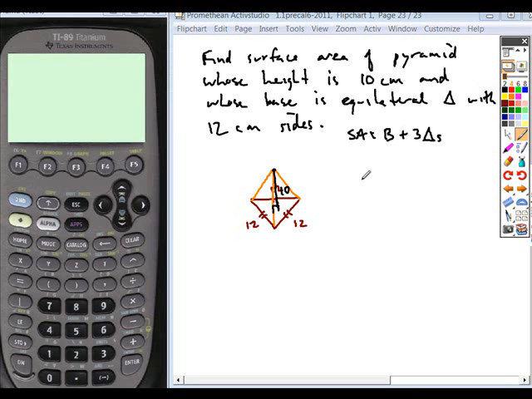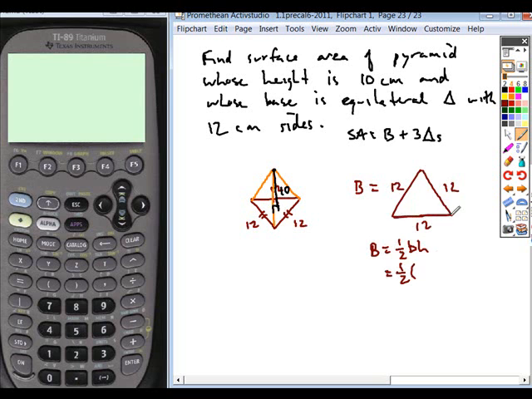So if we take our base shape, and let's say we sketch it right here, 12, 12, and 12. What is the area formula for that base? 1/2 base times height, where the base is 12, and our height, when we draw in our height here, what does that do to our base? Cuts it in half, so this length is 6. And what kind of a triangle is created here when we draw in that altitude?